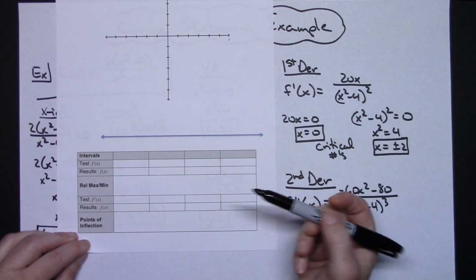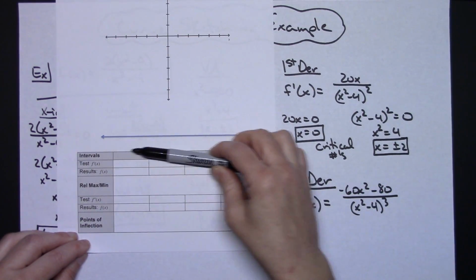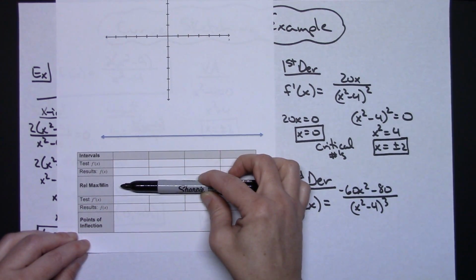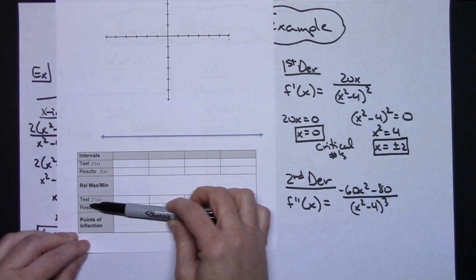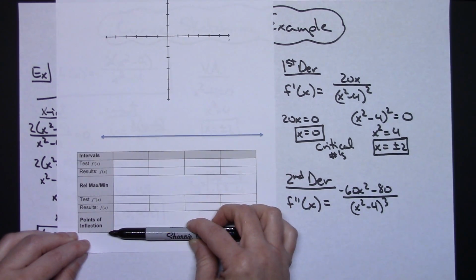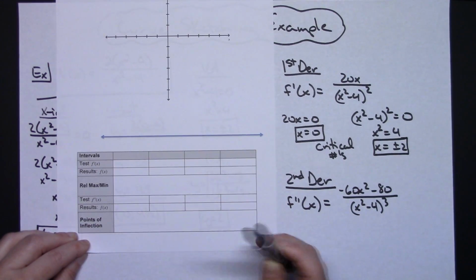I make it organized so that we know we've got intervals across the top. We're testing our first derivatives. That's going to produce some relative maxes and mins. Then we take a look at our second derivative and write our results down. That's going to result in some points of inflection.